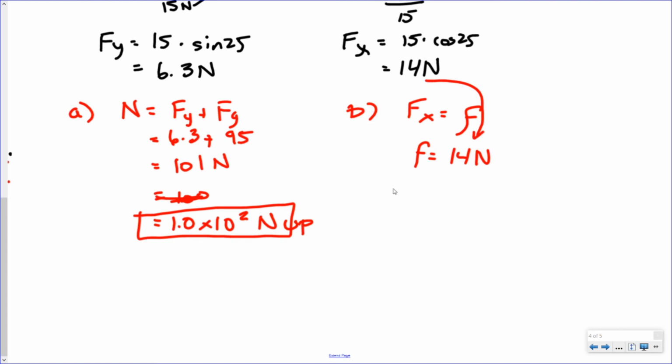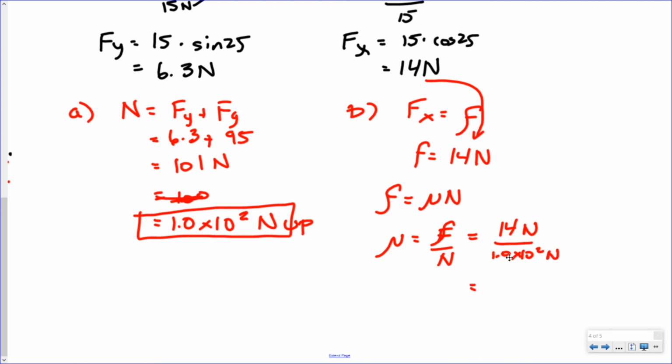Why did we bother doing that? Well, we're asked for the coefficient of friction. If we use that fun formula, F equals mu N, and we rearrange for the coefficient of friction, we have mu equals F divided by N. We just calculated our friction to be 14 newtons. We calculated our normal force over here to be 1.0 times 10 to the power of 2 newtons. And when we divide those, we get just 0.14.